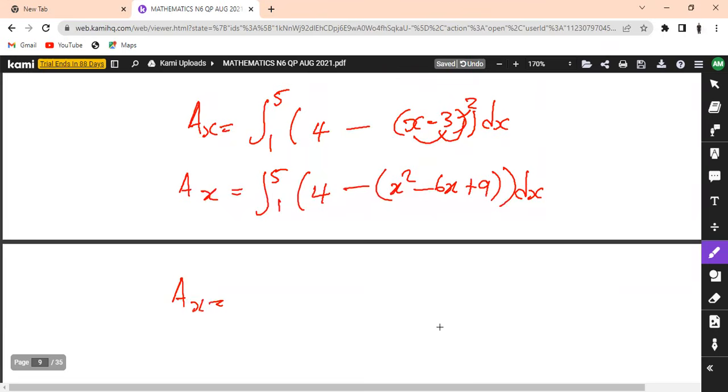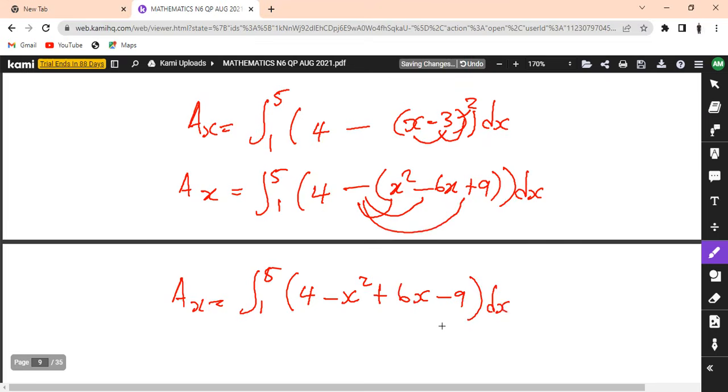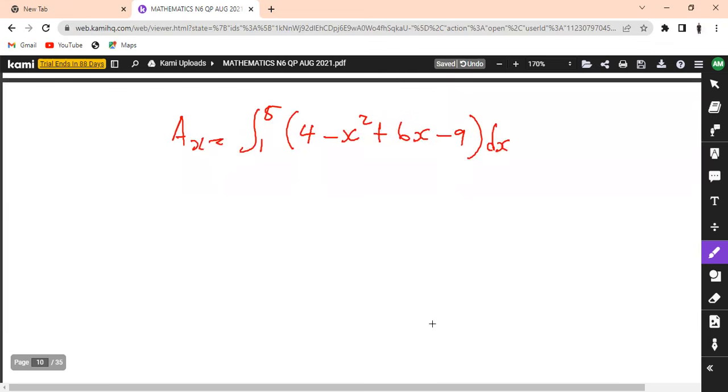So we've got area, which is equivalent to the integral from 1 to 5. Expand our brackets here, which is going to be 4 minus x squared. This one is minus and minus, which is plus 6x, minus and a plus, which is a minus 9. Okay, that's our area. And if we collect our like terms, our area is going to be, this is 5, sorry guys, this is 1, like this. Okay, so 4 minus 9 here is a minus 5. So we're going to obtain minus 5 plus 6x.